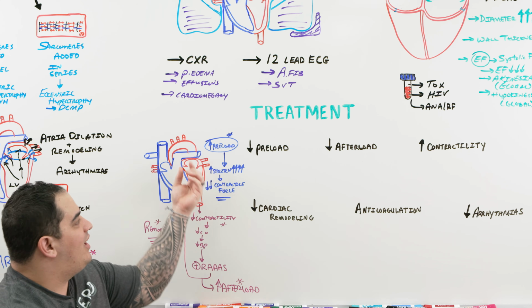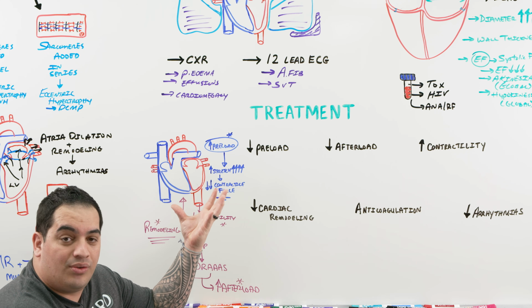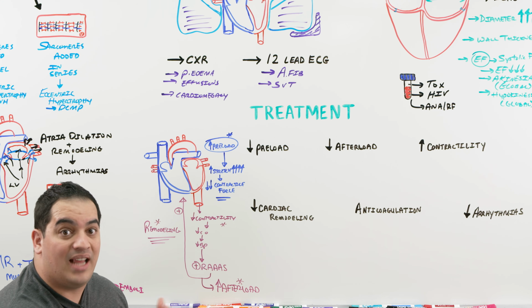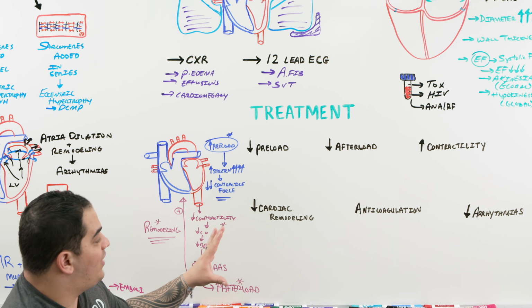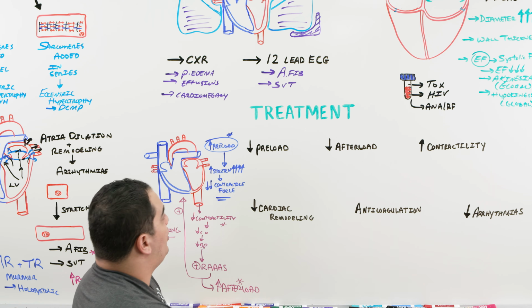The last thing is, because you put them at risk for really thinning out their atria and thinning out their ventricles, you put them at risk for VTach, VFib, deadly arrhythmias. So we have to talk about how we address these. Okay, ready? First case. What can we do to reduce preload?